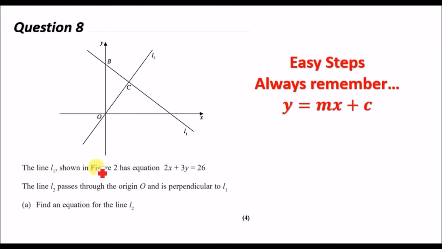So the line L1 shown in figure 2 has equation 2x plus 3y equals 26. So we can of course rearrange this into the standard y equals mx plus c later. Now the line L2 passes through the origin and is also perpendicular to the line L1. What this means is that since we know the equation of L1, the gradient of L2 is just going to be the perpendicular gradient. So it's going to be the negative reciprocal of whatever the m value is for the first line. Now let's go ahead and find an equation for this line L2.